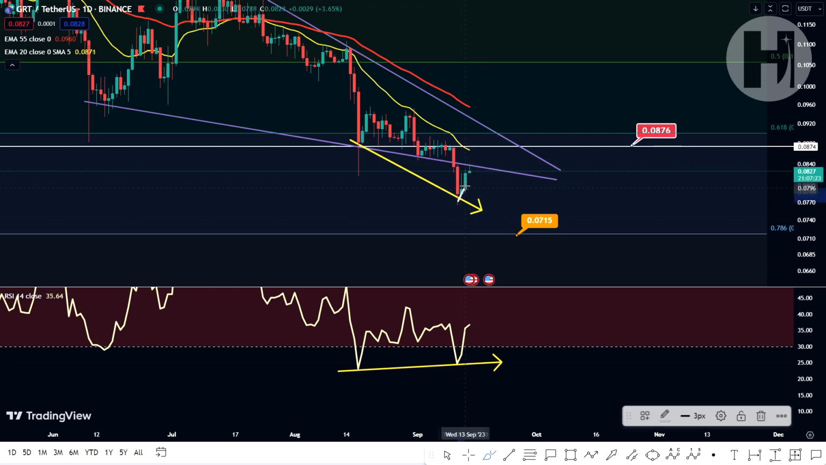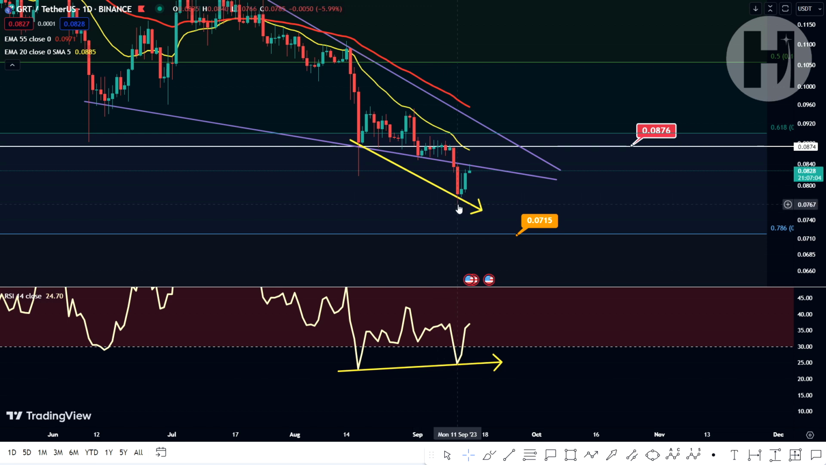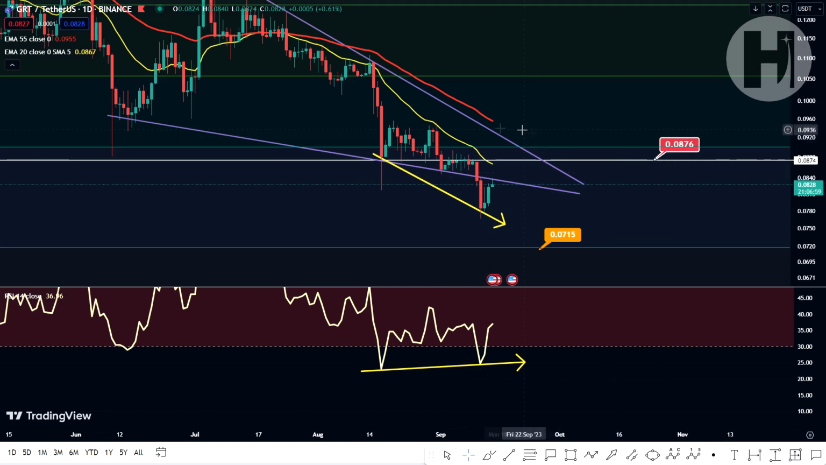So this back test potentially could take us all the way up to the 20 MA or even 0.0876. We retest that level as resistance and we continue heading back down. And from where we are right now, that would provide us with a 5.4% move. From the bottom here, that would be a 13.5% move. Nothing too significant. I wouldn't even risk swing trading this.